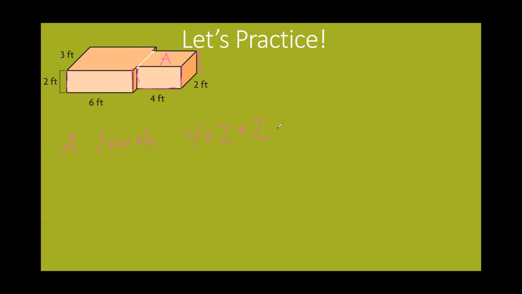And you can probably do this one with mental math, can't you? First, we multiply these together. You get 8, and 8 times 2 is 16. 16 what? Feet cubed. Okay, I want you to pause the video now, and I want you to find the volume of figure B.